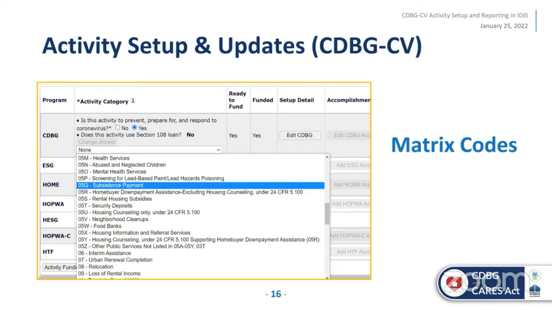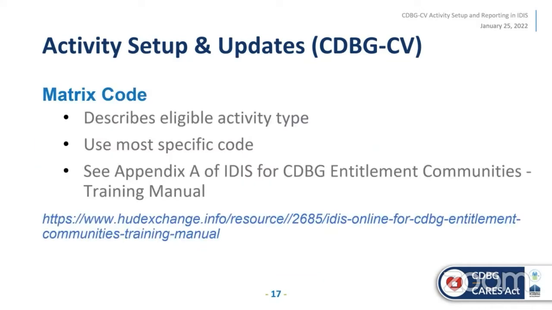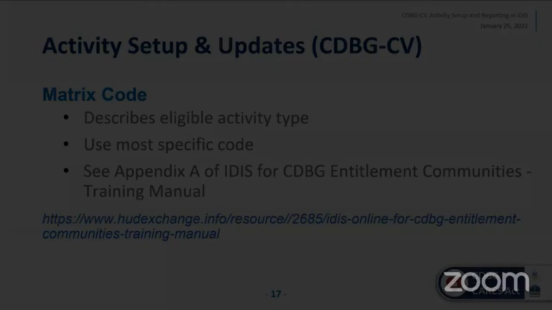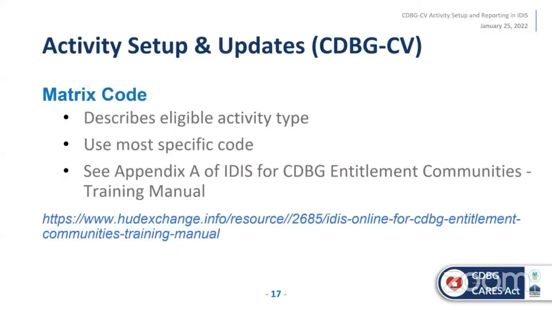And we're going to show you in a little bit later. Well, actually on this slide, we're going to show you the Appendix A of the IDIS for CDBG Entitlement Communities Training Manual, which has the entire list of the matrix codes. There are also some other appendices right after that that show you other very helpful information. So if you have any questions about what the proper matrix code is, you can look at the manual and then talk to your HUD field office if you have additional questions about that. But you do want to use the most specific code that you can, and you want to make sure it is accurate for that activity.